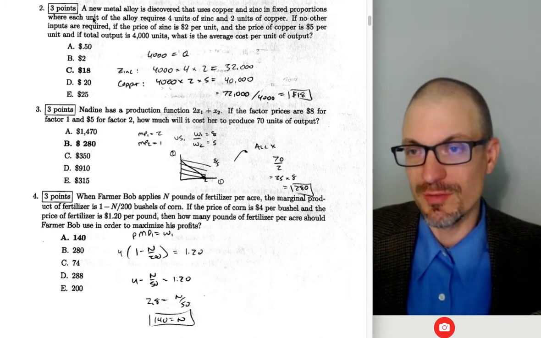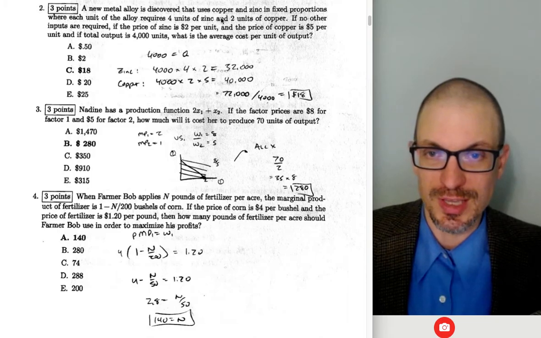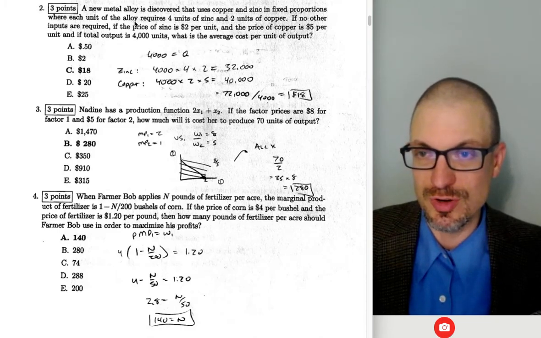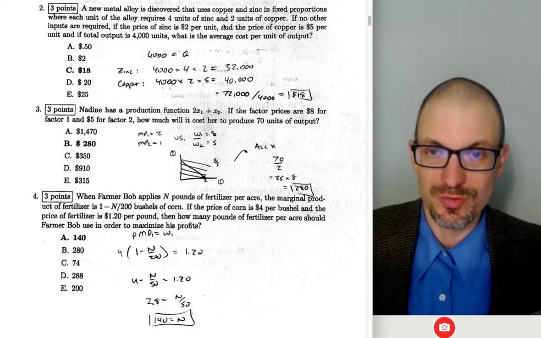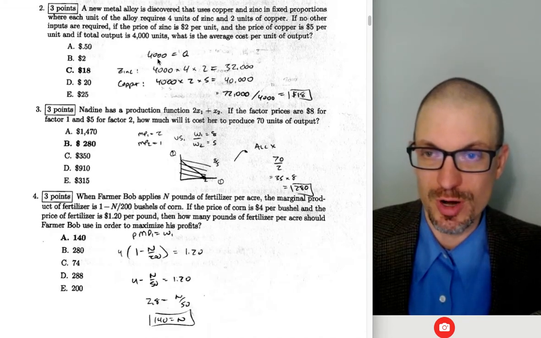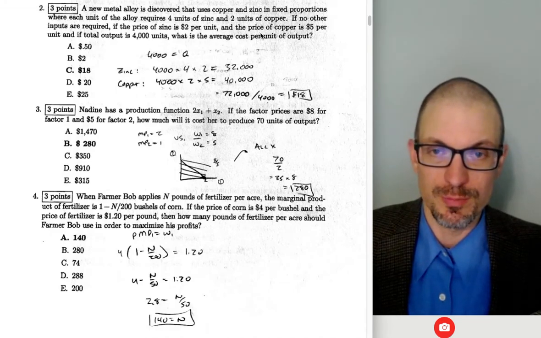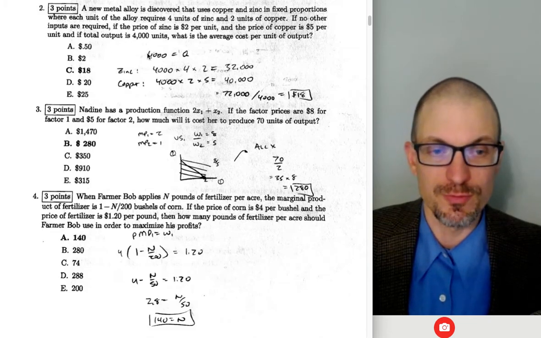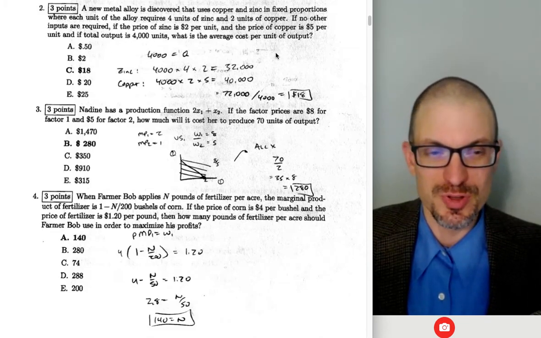All right, so suppose we have a new metal alloy that's discovered using copper and zinc in fixed proportions. Each unit of the alloy requires 4 units of zinc and 2 units of copper. No other inputs are required. The price of zinc is 2 per unit. The price of copper is 5 per unit. Total output is 4,000 units. What's the average cost per unit of output?